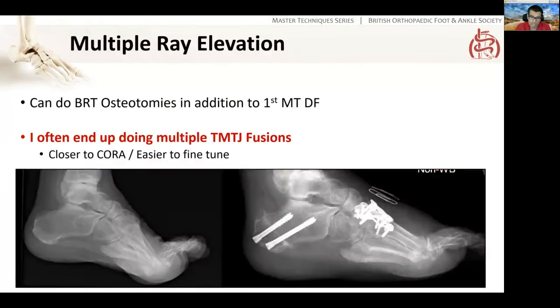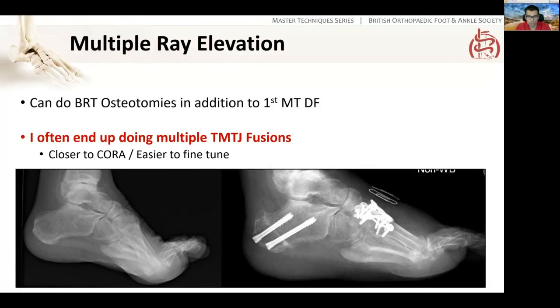You can do a first metatarsal dorsiflexion osteotomy and BRT osteotomies, but I often end up doing multiple TMT joint fusions because I think they have a more powerful deformity and I need to fine-tune things often. And it's a bit closer to the CORA. But it doesn't matter. But these patients often have fused, stiff TMT joints anyway.